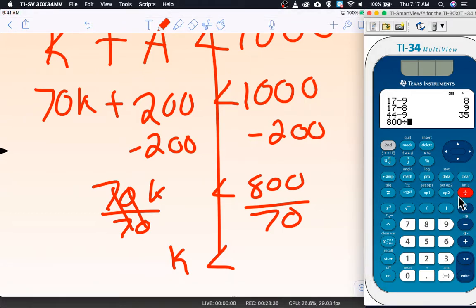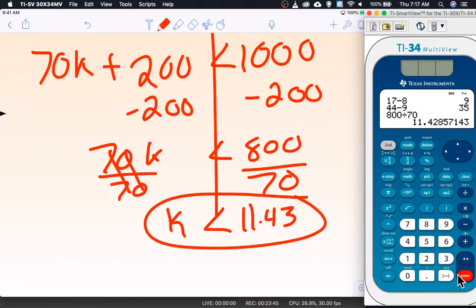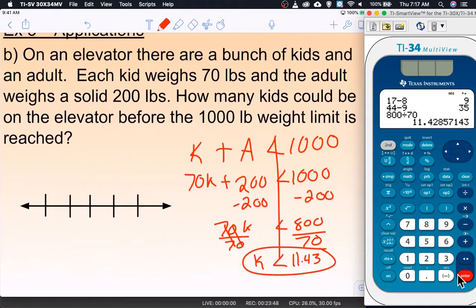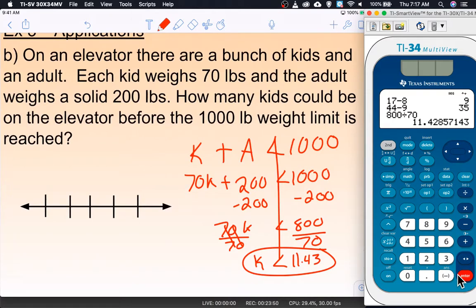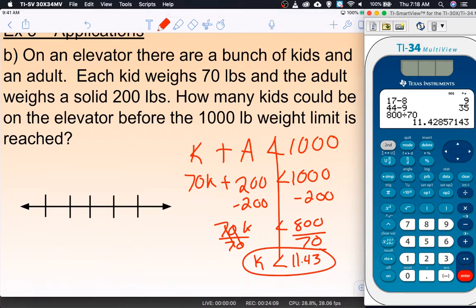800 divided by 70 is 11.43 kids. Now, I don't think it makes sense to have 0.43 of a kid on your elevator. You can't just take an arm and a leg of a kid and put it on the elevator and save the rest of them for the next trip. So in this problem, you're talking about people, a decimal answer doesn't quite make sense. So I don't think we're going to use a decimal answer.